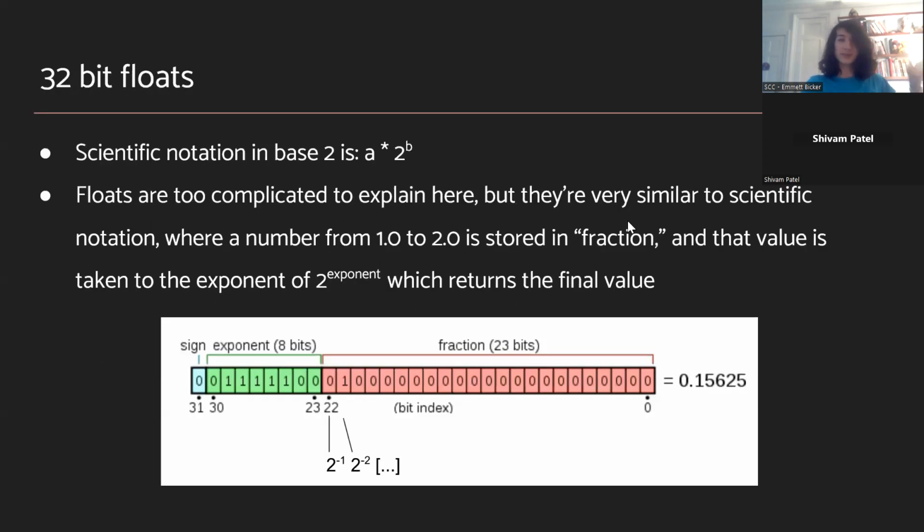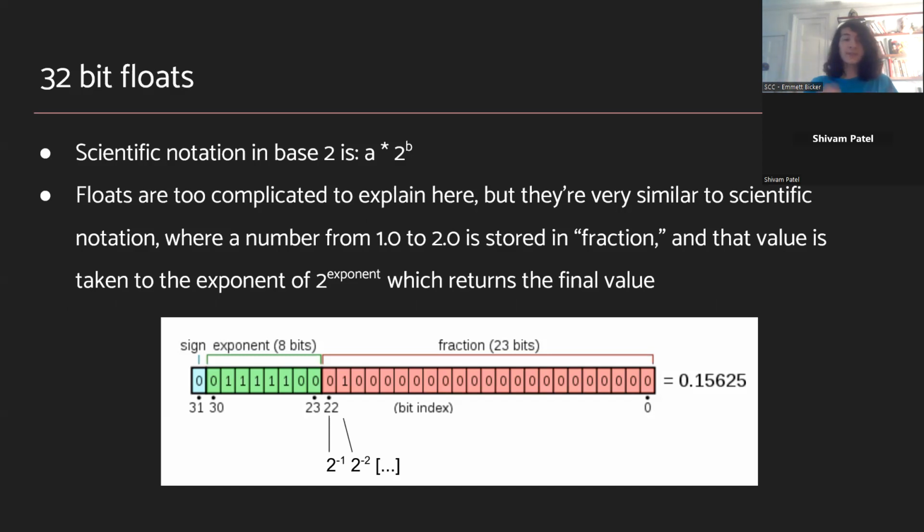Now I'm going to talk about floats. So a float is a decimal number. It's called a float because it's a floating point number, because the dot in it is a floating point. But anyways, a decimal is stored in 2 parts, which is an exponent and a fraction.